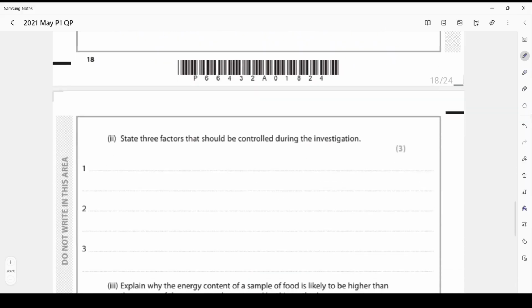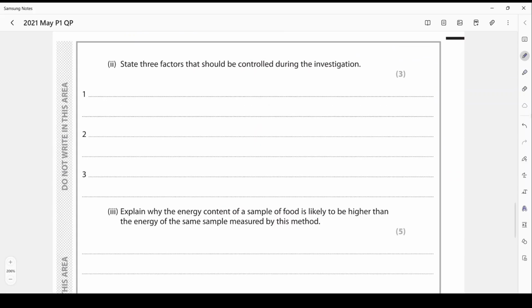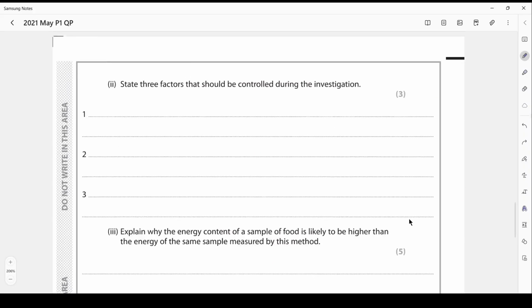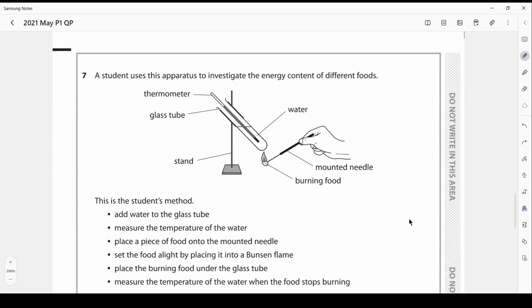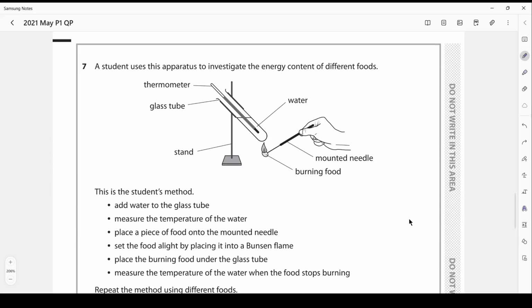All right, let's go on to part 2. State 3 factors that should be controlled during the investigation. So it helps to scroll back up to the experimental setup. One of the first things that you need to control is the volume of water that's inside of the glass tube. The reason that's important is because a larger volume of water would require greater amounts of energy to increase its temperature.